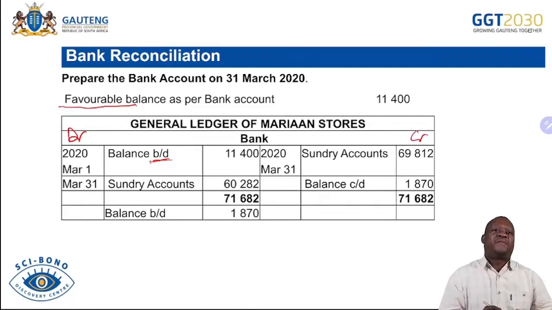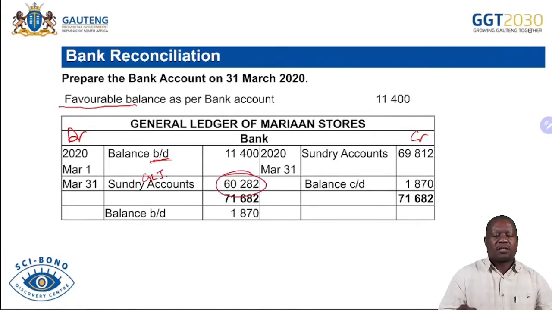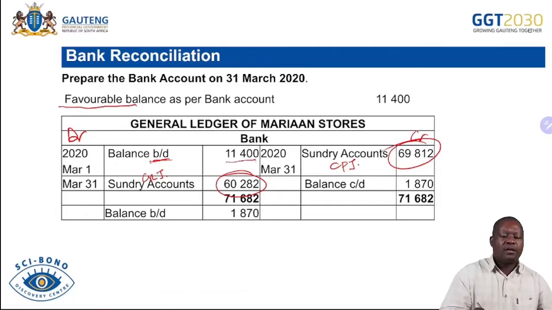Now, what do we do next? We are going to transfer the figures that we got from our journals. Remember, from the CRJ, we had 60,282. From the CPJ, payments, it is 69,812. Now, when this is done, we are going to check. Remember now, on the debit side, we now have two amounts, 11,400 and this. And the other side, it's only 69,812. And when you add this side, you can see it's bigger. The debit side is bigger than the credit side.